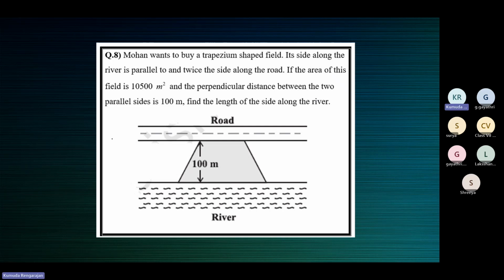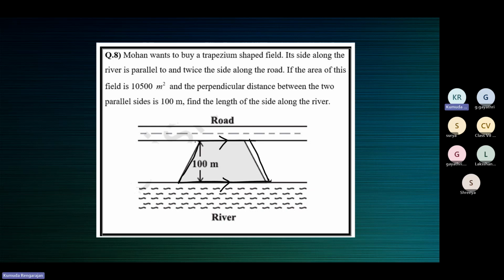So Mohan wants to buy a trapezium shaped field. Its side along the river is parallel to and twice the side along the road. Okay, so what you see here is a field. Now these two sides are parallel. It's a trapezium shaped field.